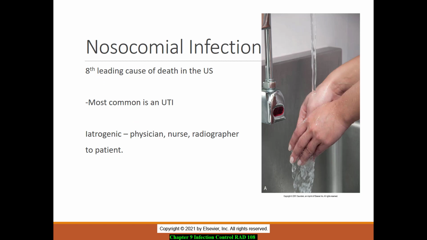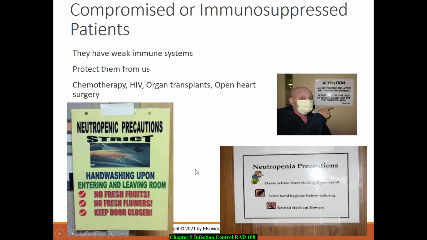These nosocomial infections are the 8th leading cause of death in the United States. The most common one that you're going to see take place in the hospital system is a UTI, and generally that's because of Foley catheters. We need to be concerned as radiographers because we could be susceptible hosts as well if we don't use proper isolation techniques and wash our hands. So those with compromised or suppressed immune systems we're very concerned about. That's why we have strict precautions when we enter those rooms.